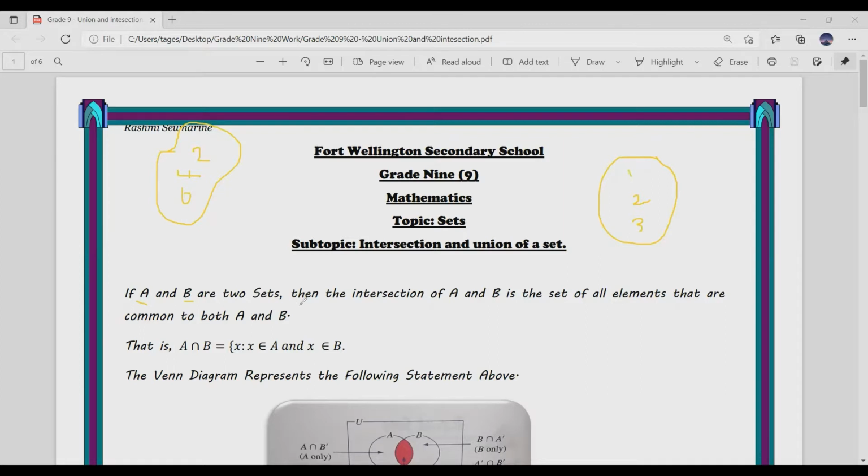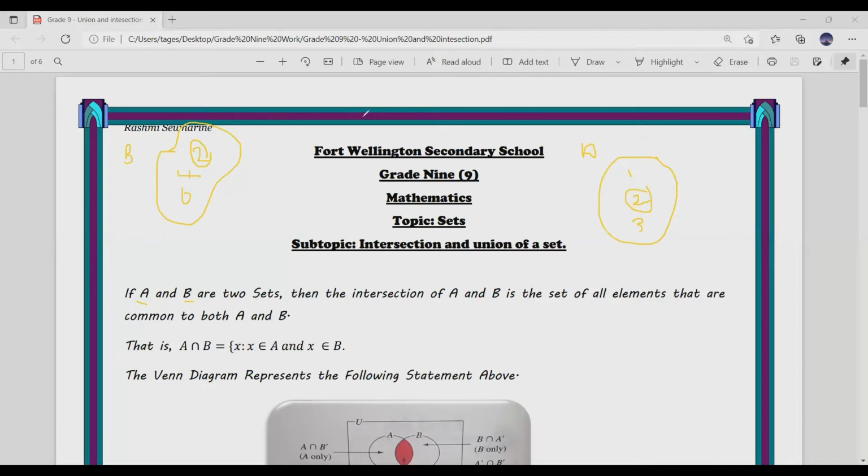Now, let's name this set B, and let's say this is set A. They say that the intersection of A and B is going to be all the elements that are common in both of the sets. If you look carefully here, the only element that B and A have in common is going to be the number 2. So the intersection of A and B will be 2, because 2 is common here.